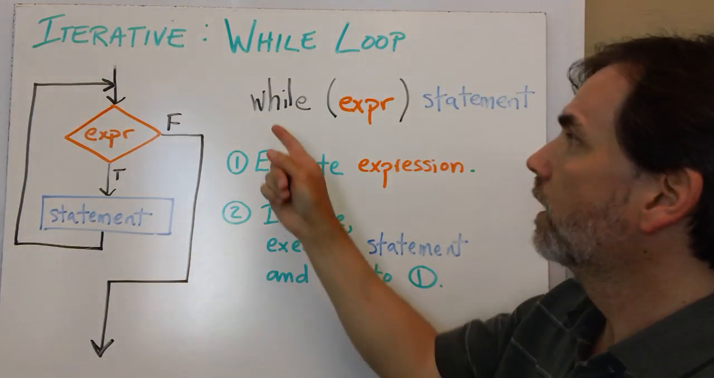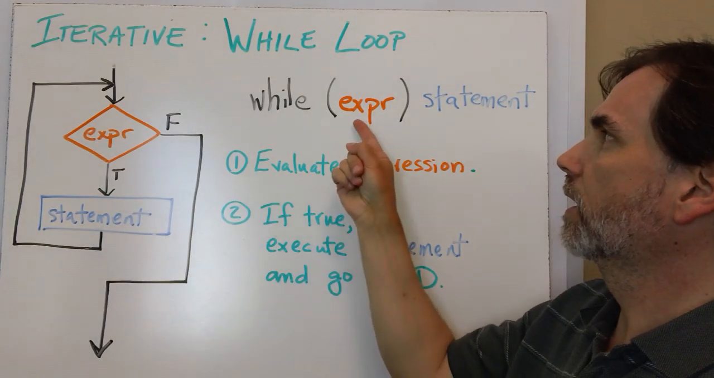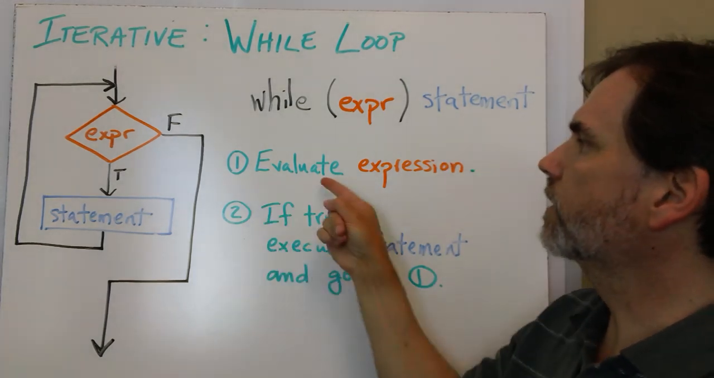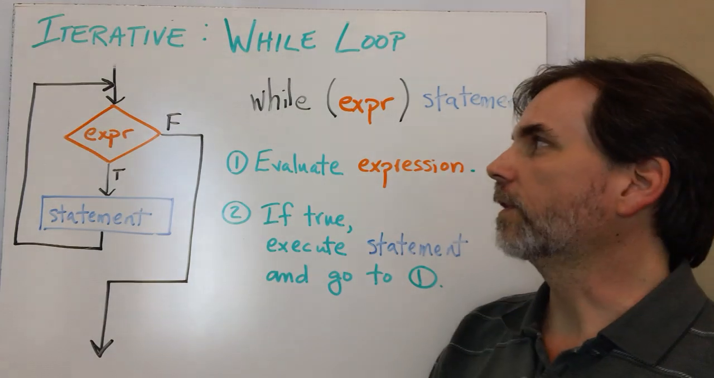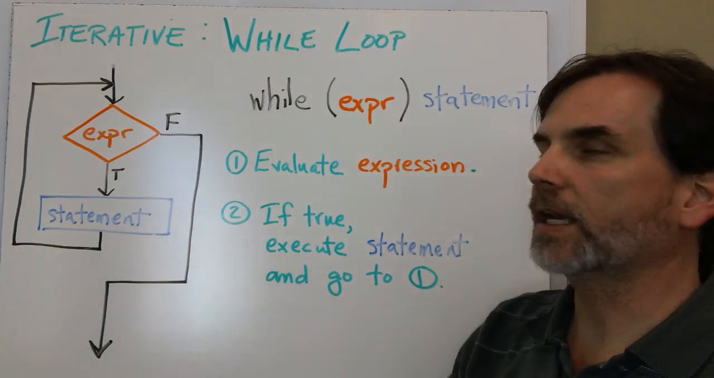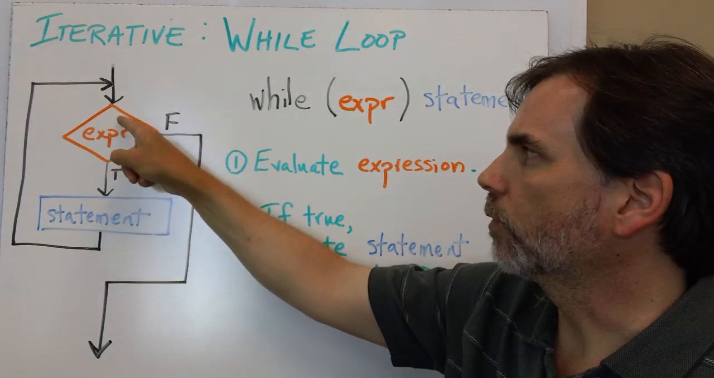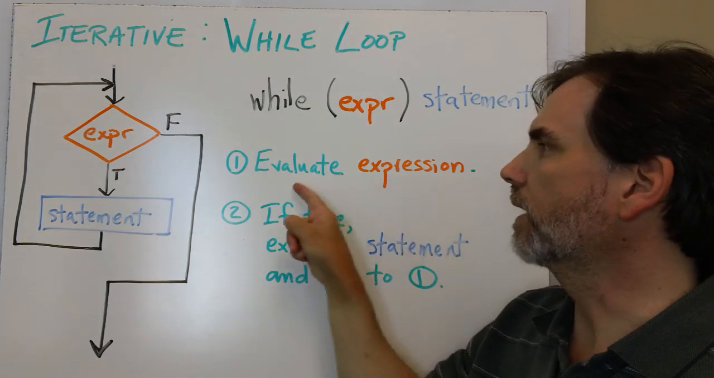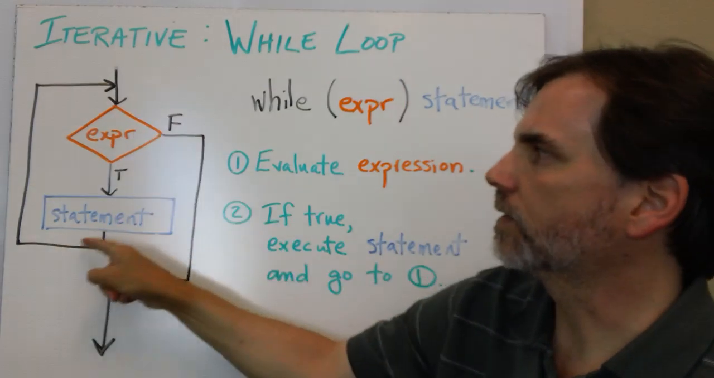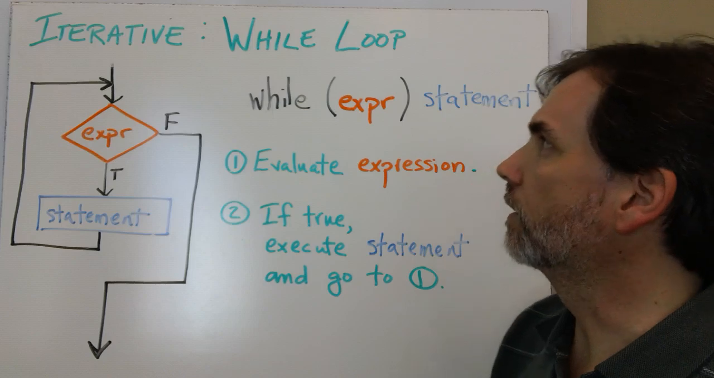So the syntax of the while statement is while, parentheses, expression, parentheses, statement. And what it means is we first evaluate the expression. And if the expression is true, then we execute this statement. That's the body of the loop. After the statement is executed, we go back and re-evaluate the expression. As long as the expression is true, we stay inside this loop. Eventually the expression should become false, which means we exit the loop.